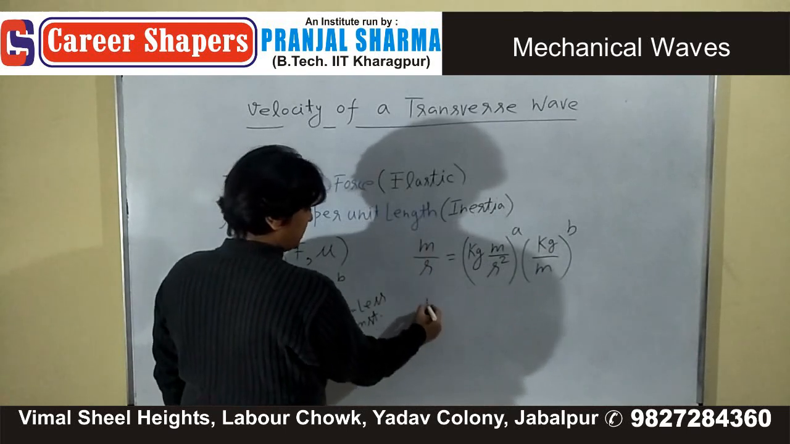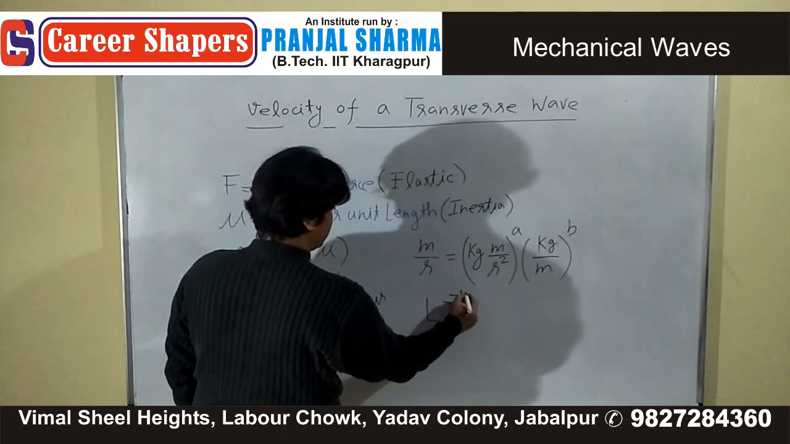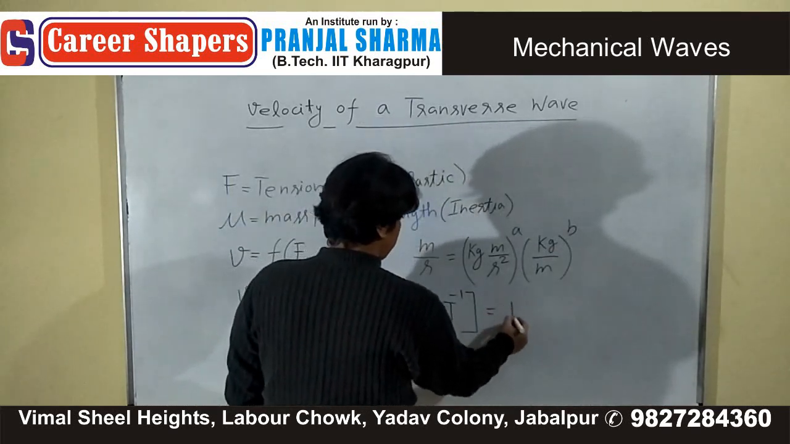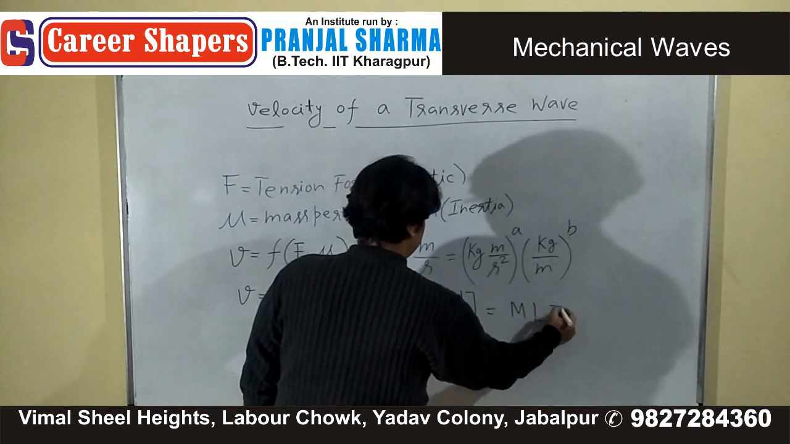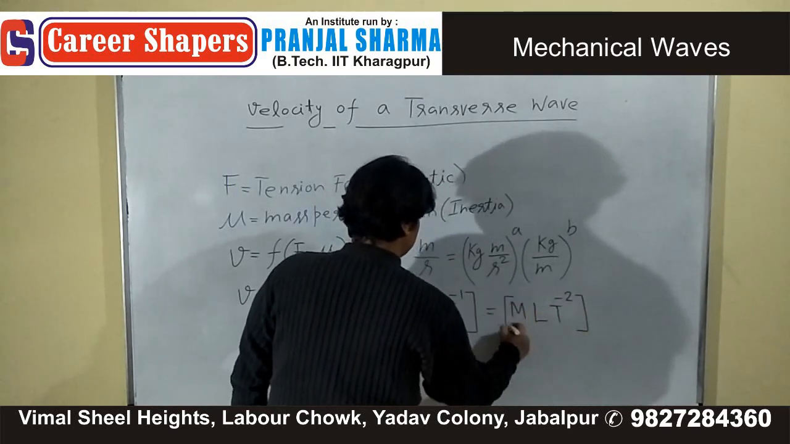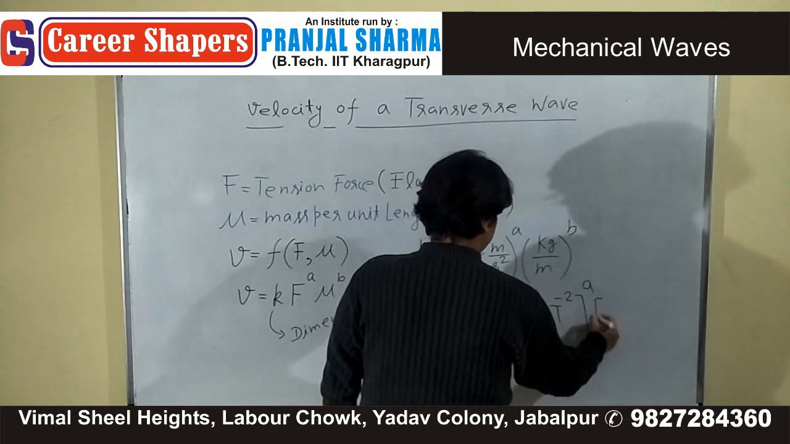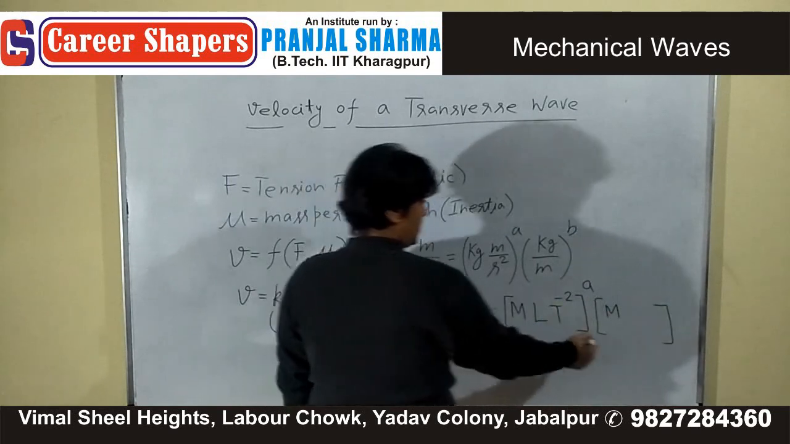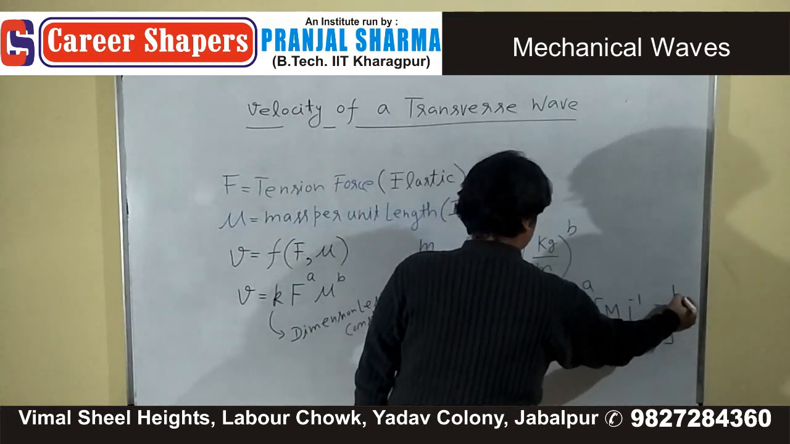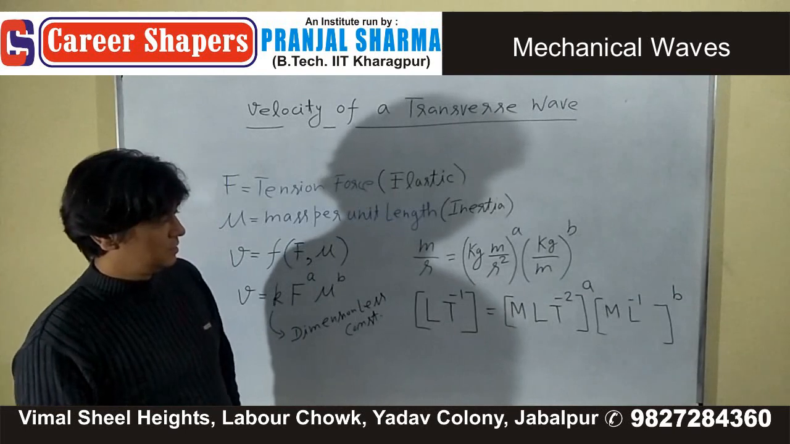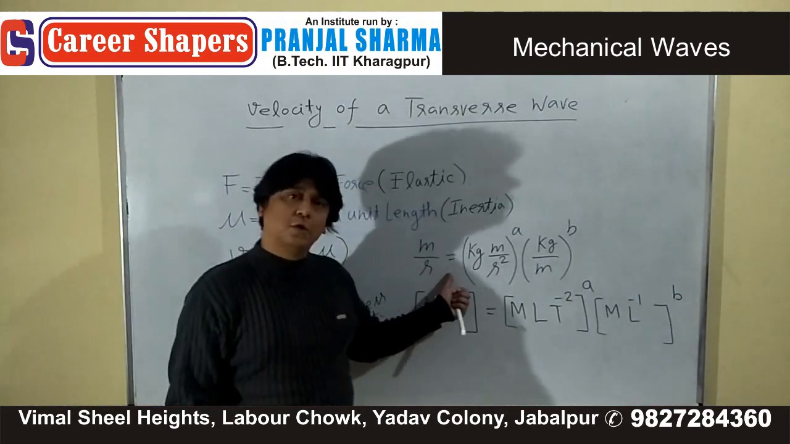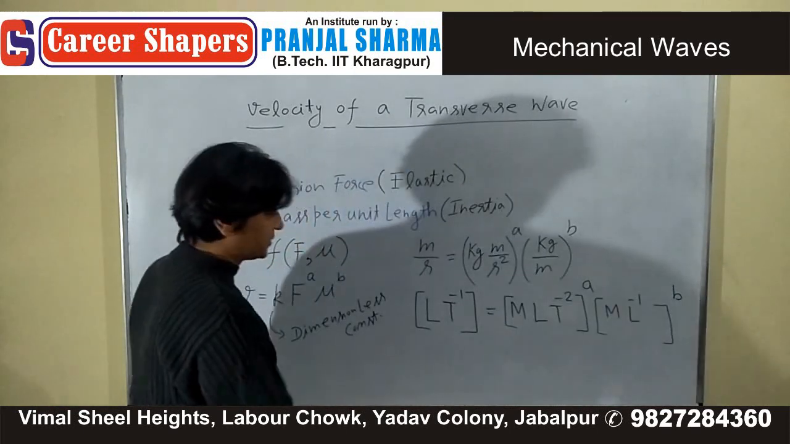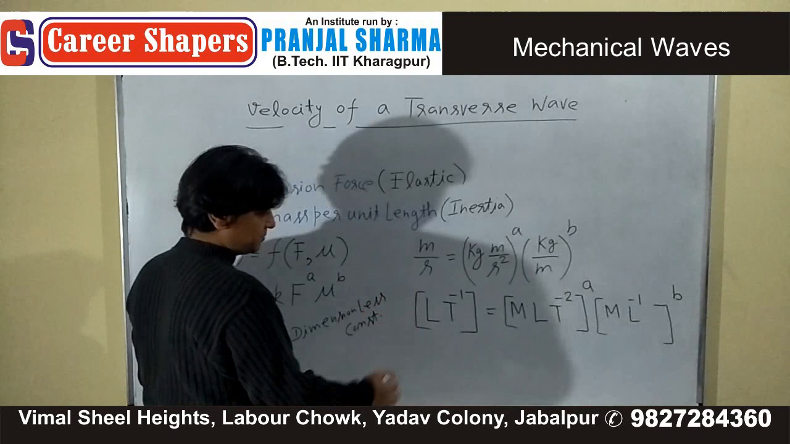Now, what is meter per second? LT minus 1. What is this? M L T minus 2 to the power A, multiplied by M L minus 1 to the power B. This whole thing becomes this. Now you know the next step. Let's collect all these powers.